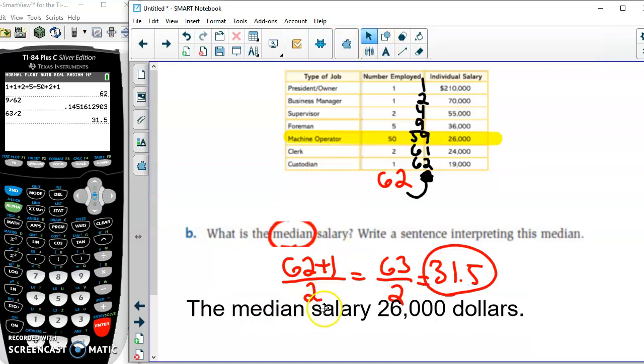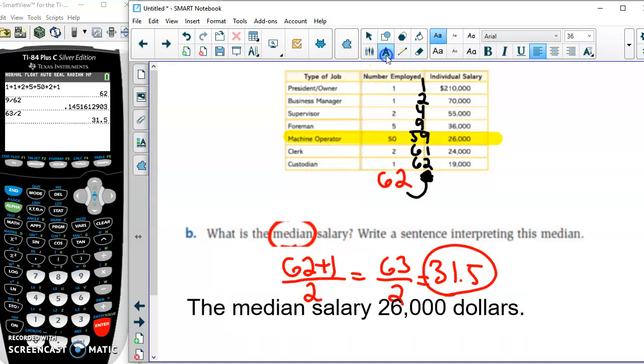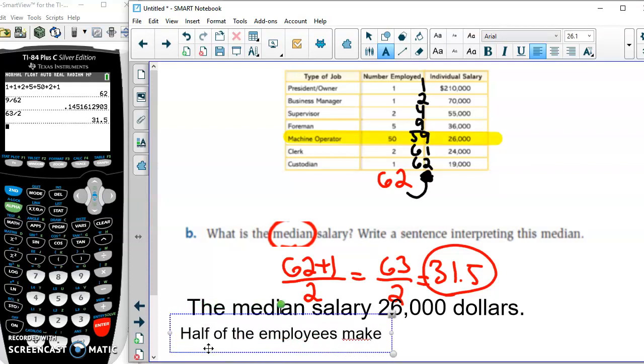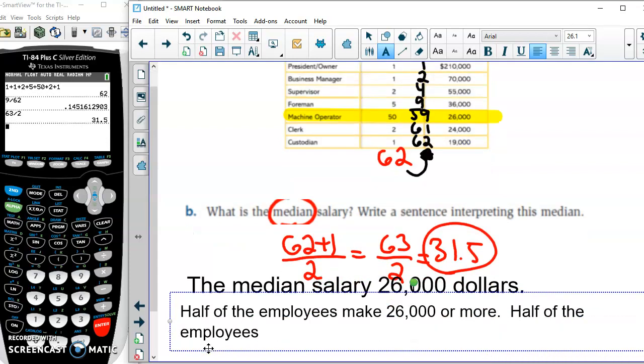So basically, what the median means is the middle salary. So we could say that the middle salary is that much, or we could say half of the employees make 26,000 or more. Boom, and half of the employees, I know it says write the sentence, I'm trying to. Okay, half the employees make 26,000 or less. That's what it means. Median splits it kind of in half. All right, this is a good chance to pause and make sure you got it all together.